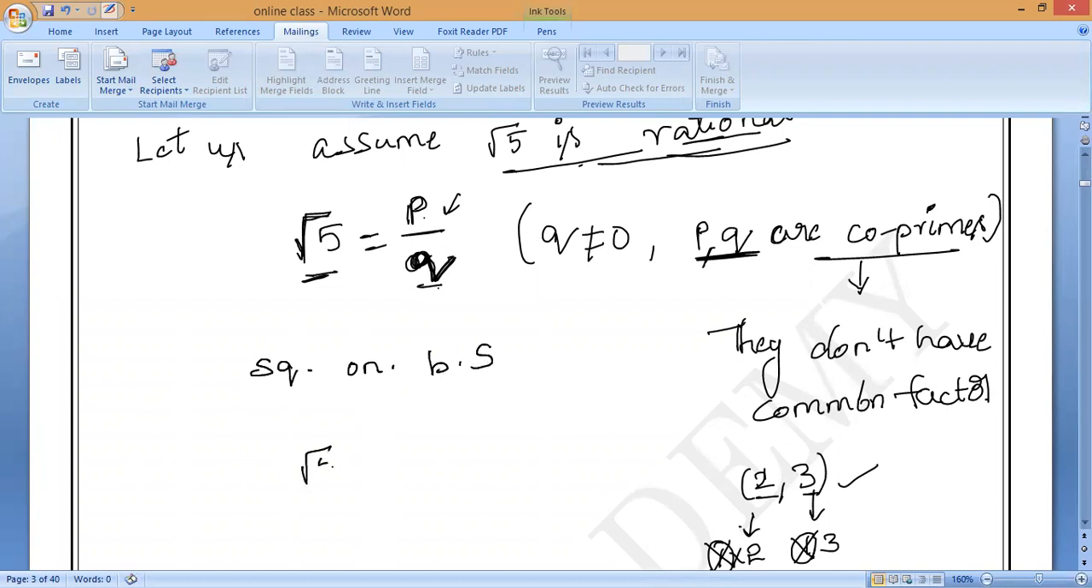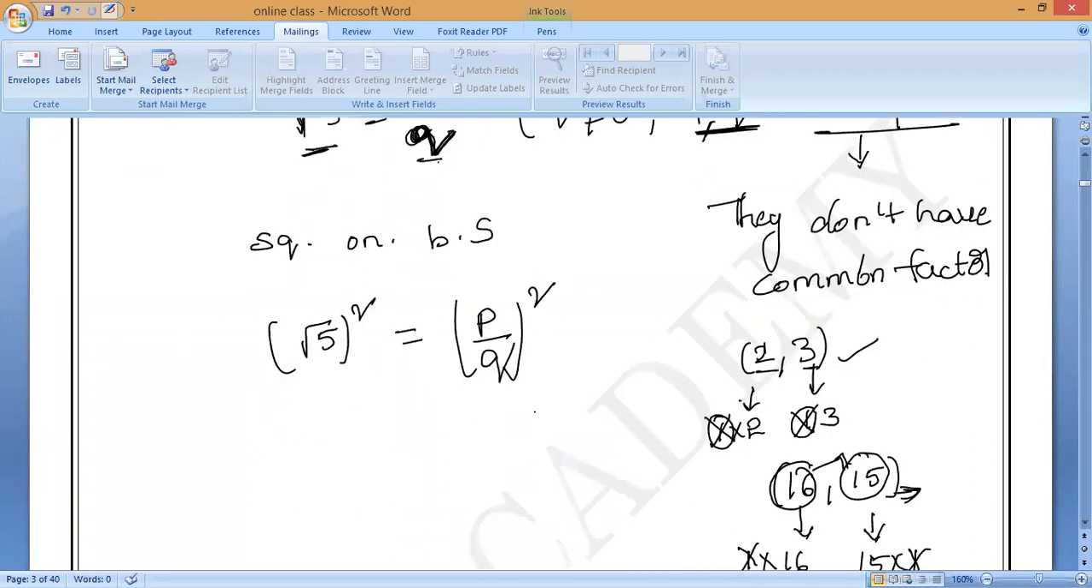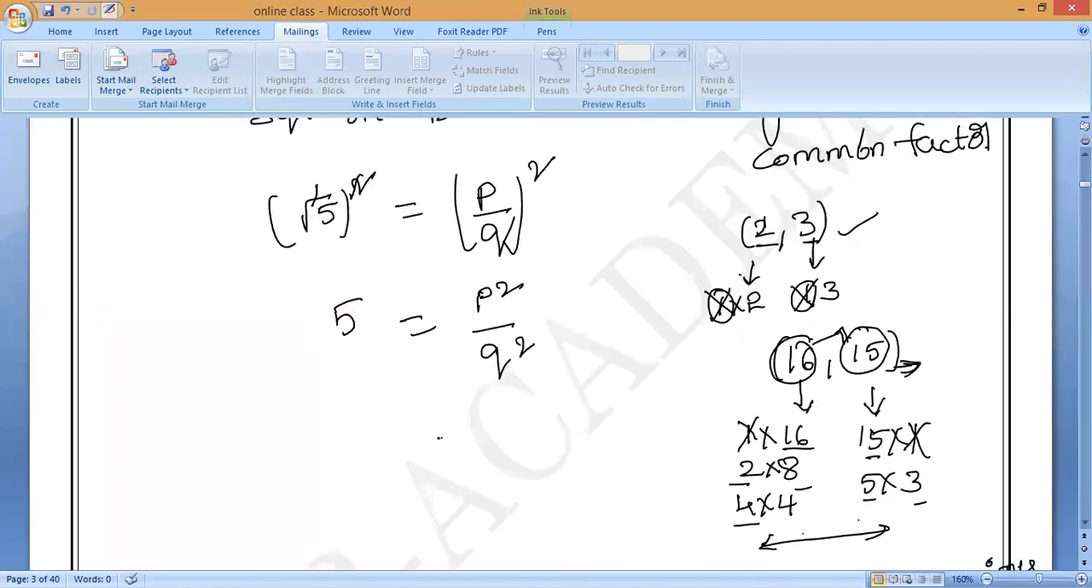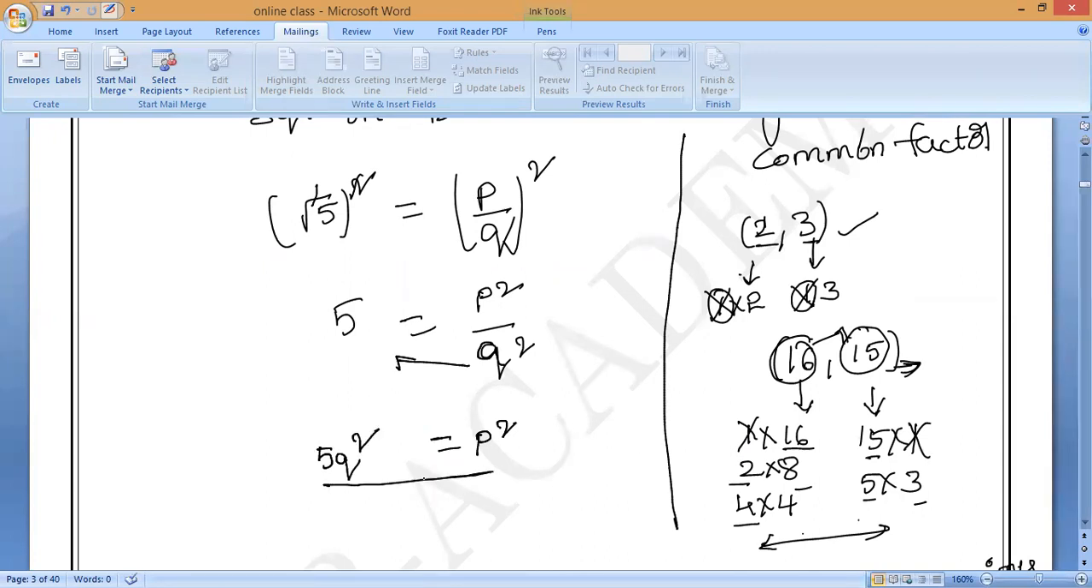Squaring on both sides. It means root 5 whole square equal to p by q whole square. Then the square root gets cancelled: 5 is equal to p square divided by q square. Do you understand this step? Yes, ma'am. Here p square equal to 5 q square, since q square comes to this side into 5. So 5q square is equal to p square. Understand up to here? Any doubt? Let this be equation 1. Do you understand? Yes, ma'am. This question is very, very important.